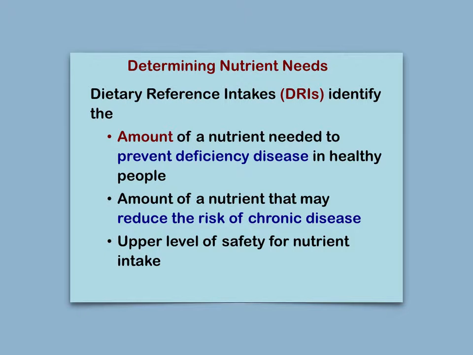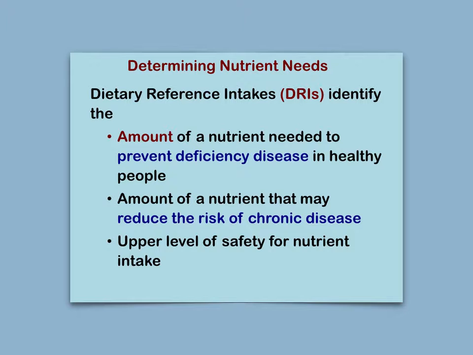So let's look at this slide. How do we determine nutrient needs? DRI, which stands for Dietary Reference Intakes, identifies the amount of nutrients that we need to prevent deficiency diseases. We talked about a few of those. Lack of vitamin C, lack of vitamin B12.